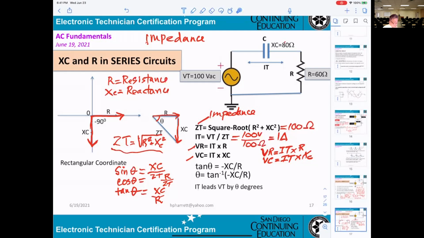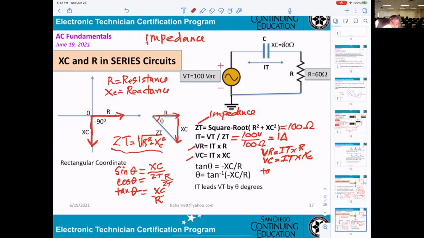Yeah, total current, IT and IC will be the same. Only one current. So then IT leads the voltage. That means IT will be leading VT, but not by 90 degrees. It will be leading by the phase angle here, depending on the values. Okay, now calculate and tell me what angle you get.